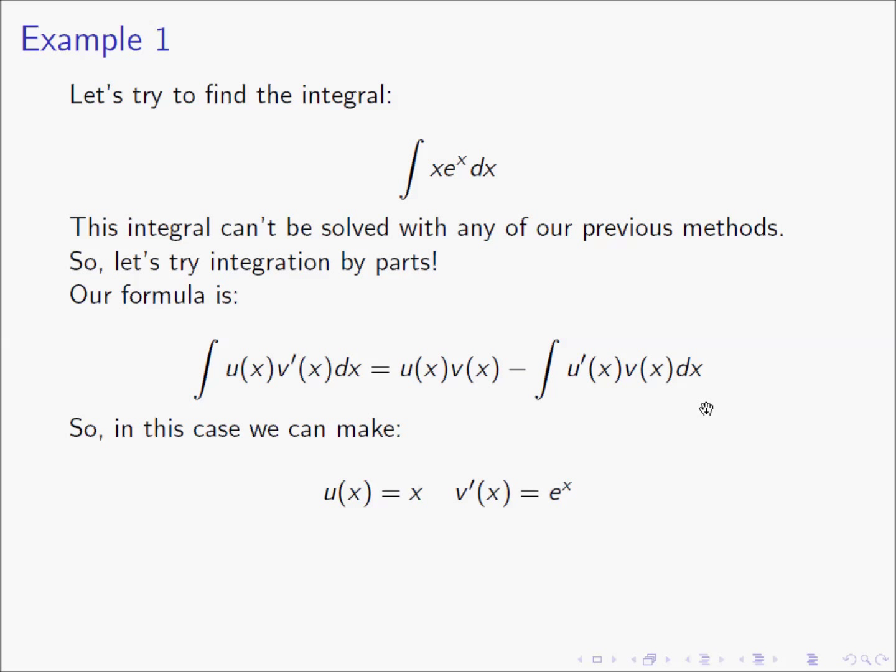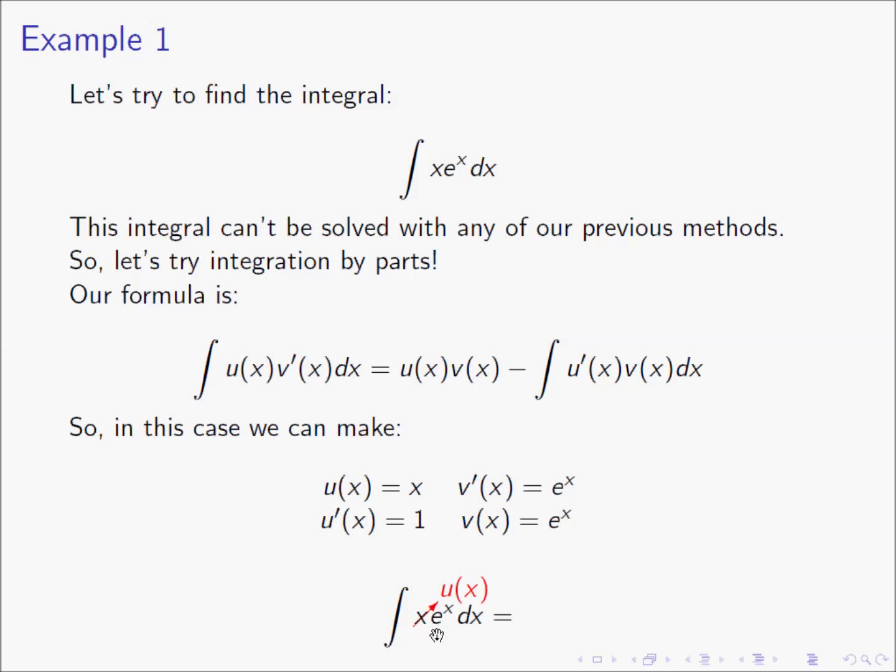And here on the right side we have u, v, and u prime. So we need to find u prime. u prime of x will be 1. And here we also have v, so we need to find v. We know what v prime of x is, so to find v, we need to find the indefinite integral of this one. In this case it equals e to the x also. So you only need to replace in the formula.